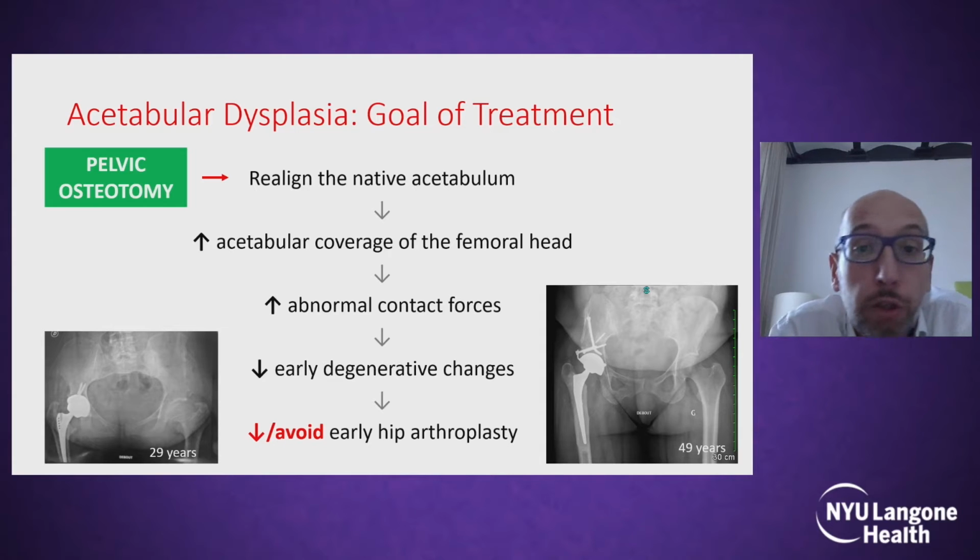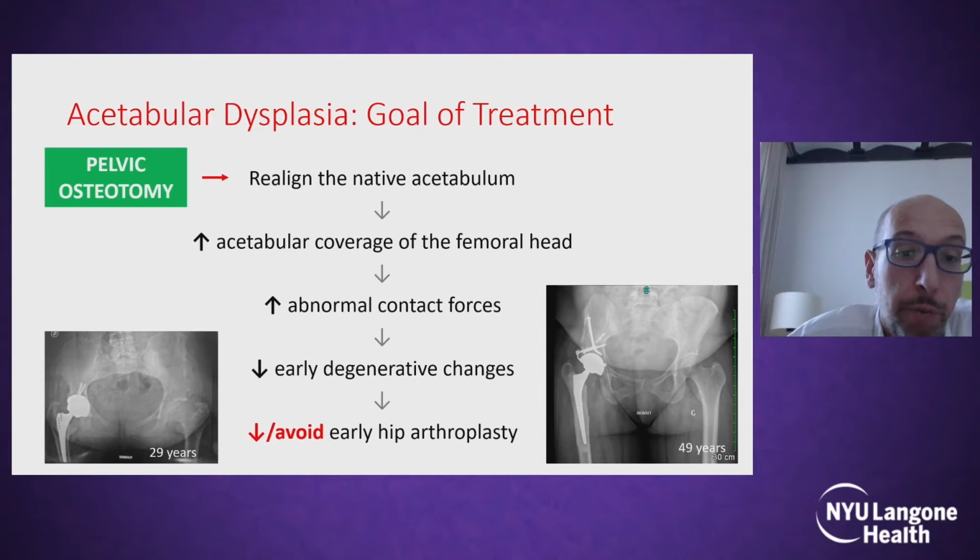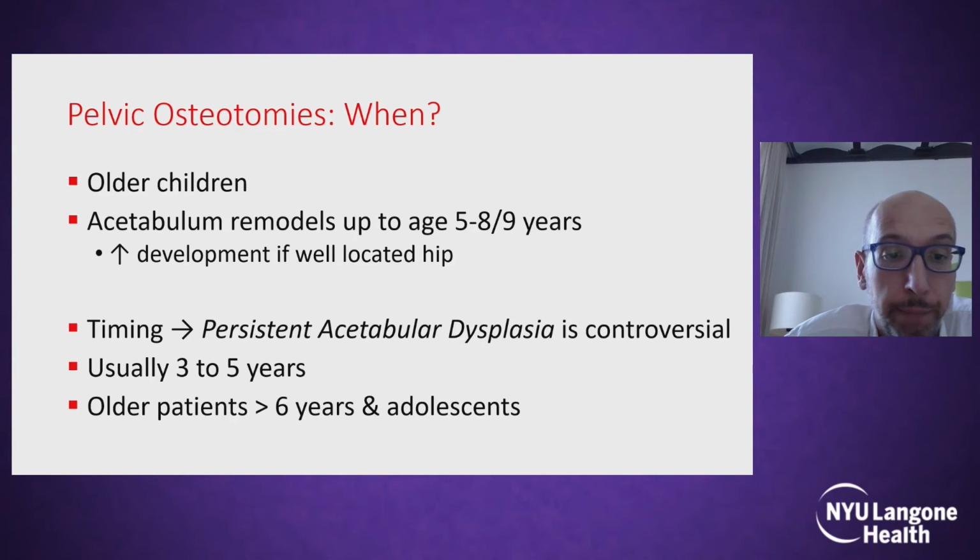So the pelvic osteotomy has as a main goal to realign the native acetabulum, to increase the acetabular coverage of the femoral head, to reduce the abnormal contact factors in order to prevent early degenerative changes and avoid early hip osteoarthritis and later arthroplasty.